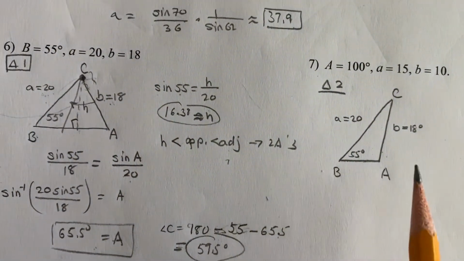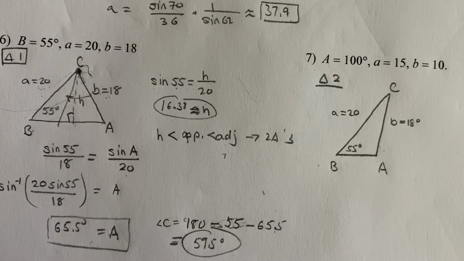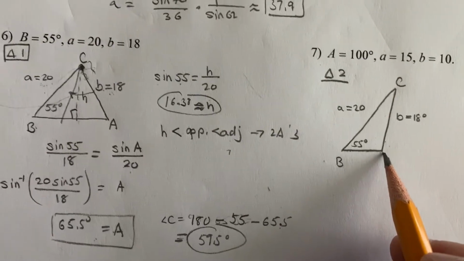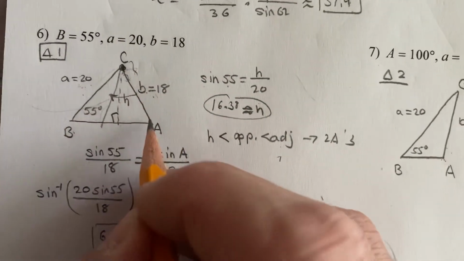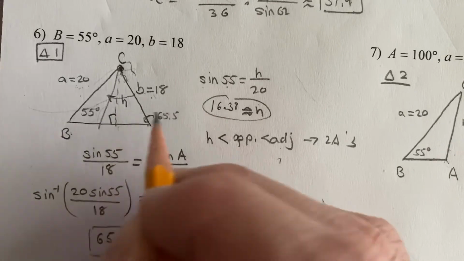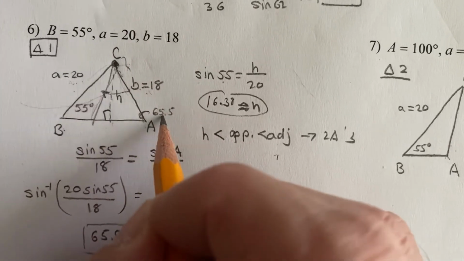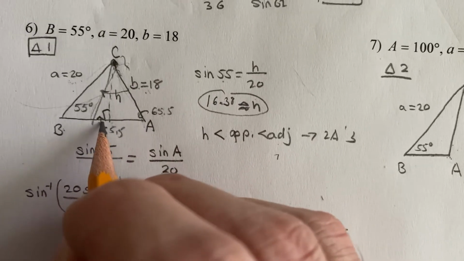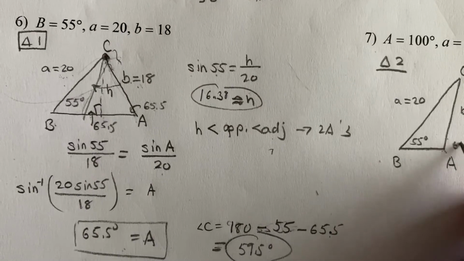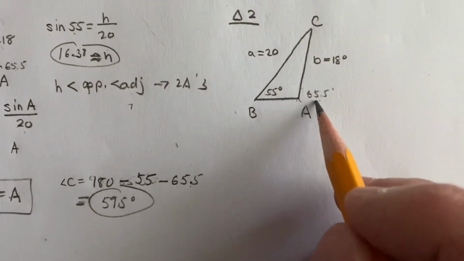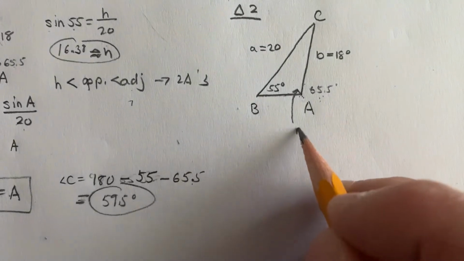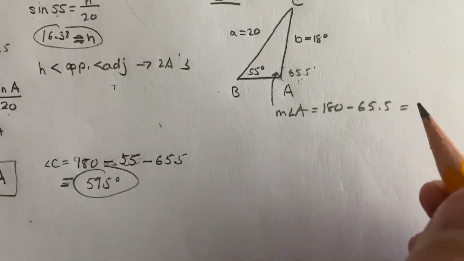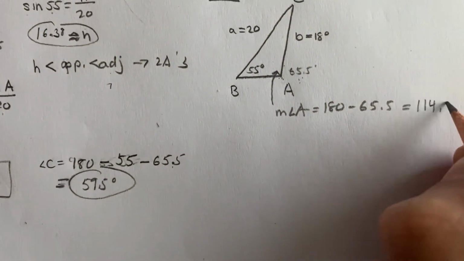Okay, now the question is how do I compute what angle A is? Well, if you think about it, in this picture right here, this is 65.5, and these two sides are the same. So if this is 65.5, this guy right here is also 65.5. So this is not the new angle A. The way to figure out the measurement of angle A is 180 minus 65.5. Okay, so that would be your new angle A, which is 114.5.